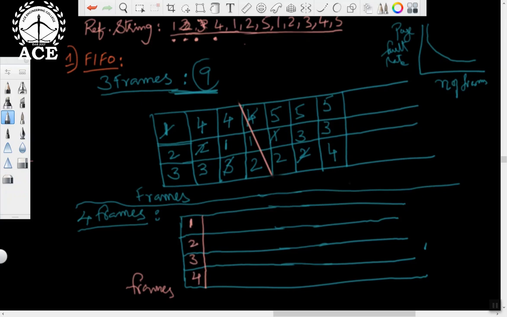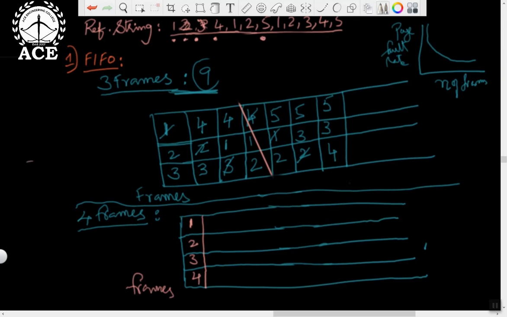4 page faults. Look at that. Next, both 1, 2 are present. No page faults. Then what are we going to refer? 5. Do we have 5? No, we don't, so page fault. Who is the victim? Which is the first one to get in? The first one to get in is 1. So in place of 1, I will load 5. 5, 2, 3, 4. Very good.